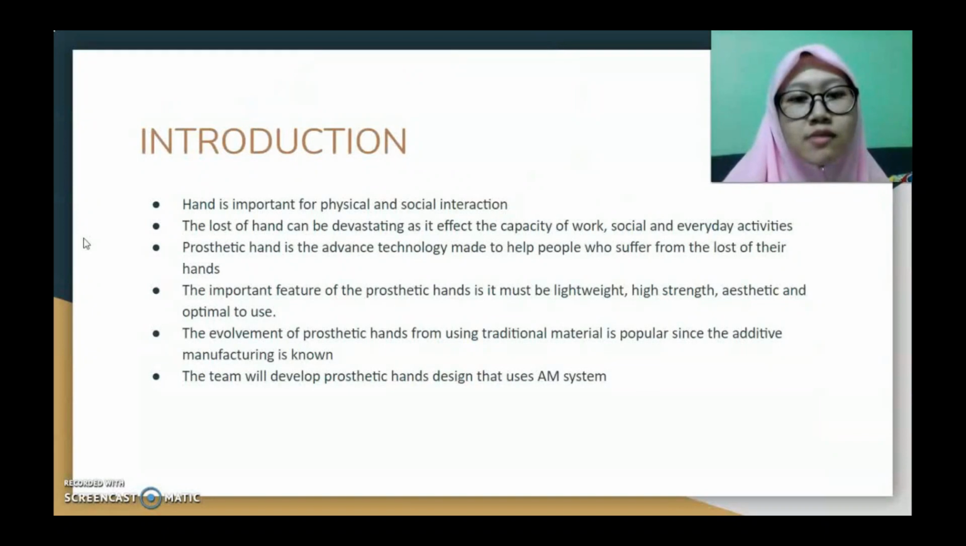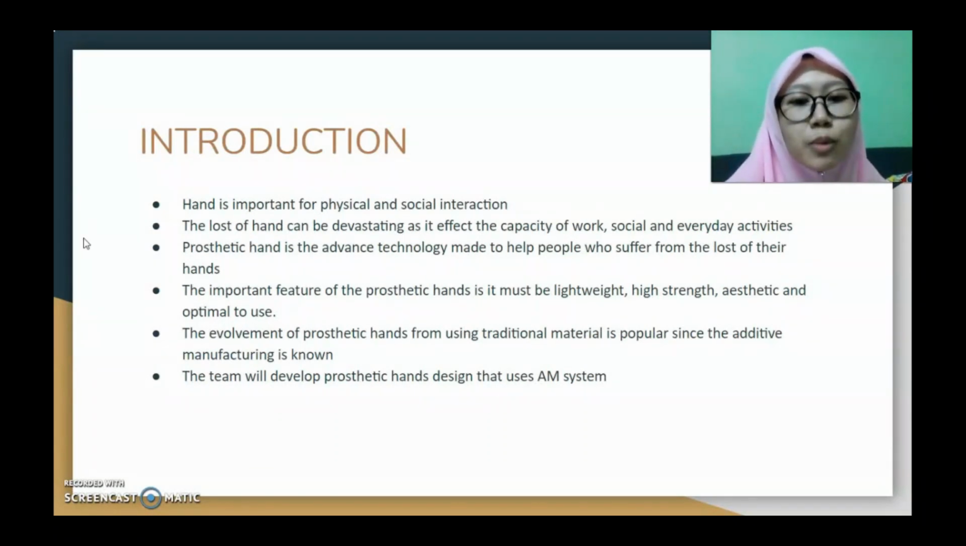Introduction. The hand is very important for physical and social interactions, so the loss of a hand can be devastating as it affects the capacity for work, social and everyday activities. So a prosthetic hand is an advanced technology made to help people who suffer from the loss of their hands. The important features of a prosthetic hand are that it must be lightweight, high strength, aesthetic and optimal to use.